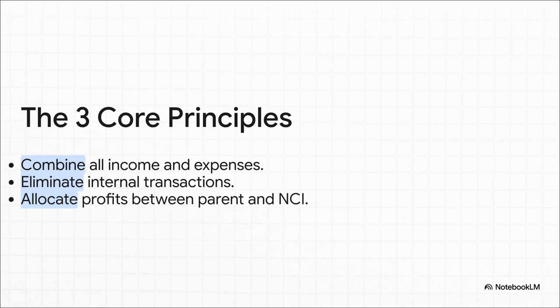It's this simple. First, you combine everything. Add up all the revenues and all the costs like it's one giant company. Second, you eliminate all that internal noise. You cancel out any sales between the companies and any of those unrealized profits. And third, you allocate the results. You split the subsidiary's final profit between the parent's owners and any of those non-controlling interests. Combine, eliminate, allocate. That's it. That is the secret sauce.